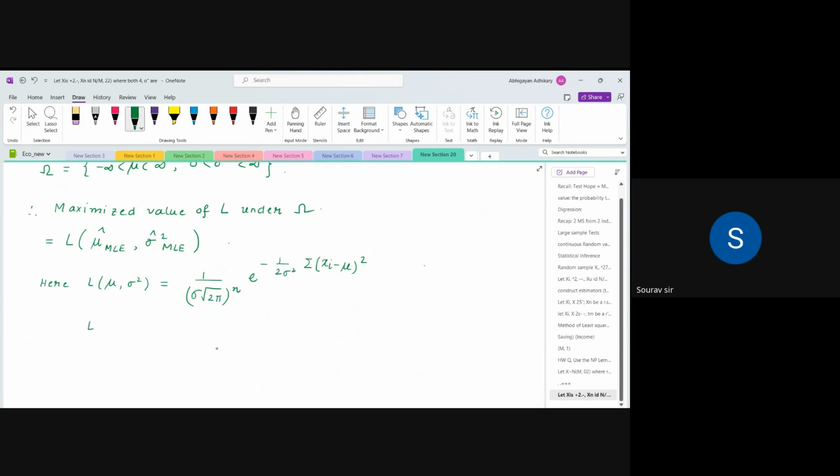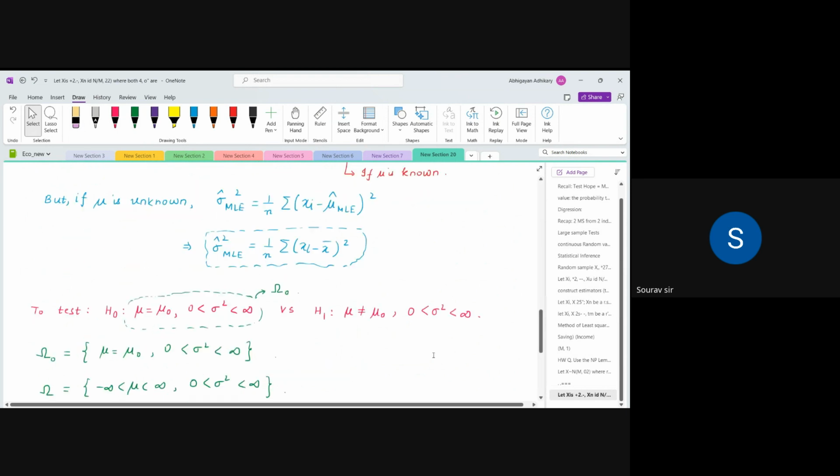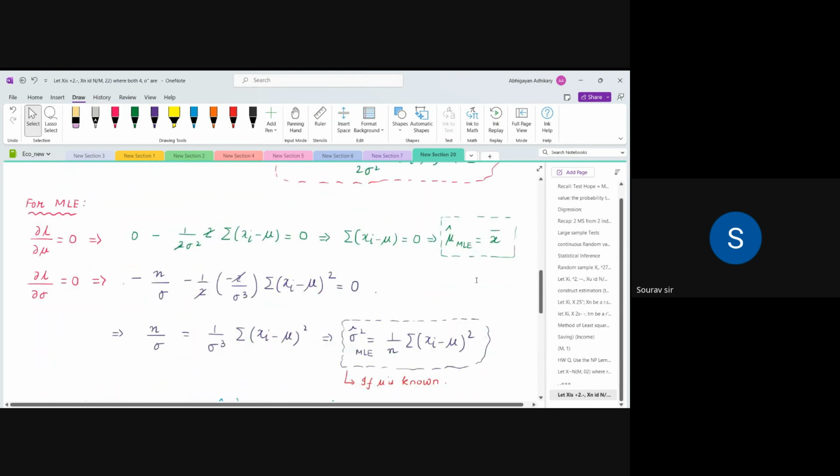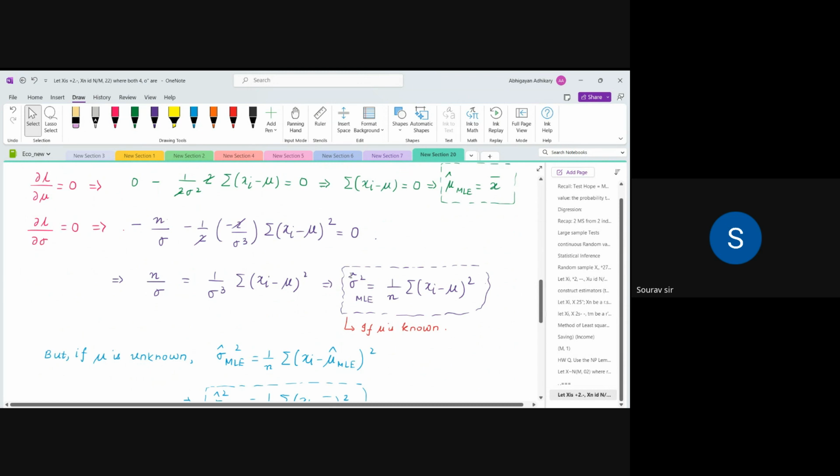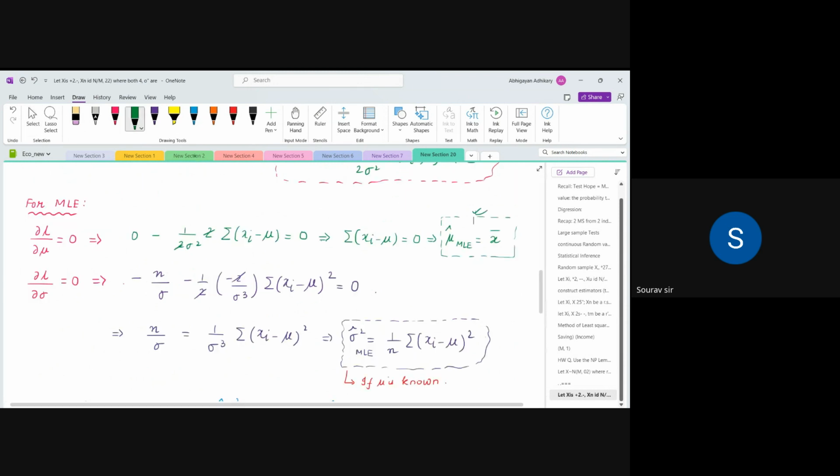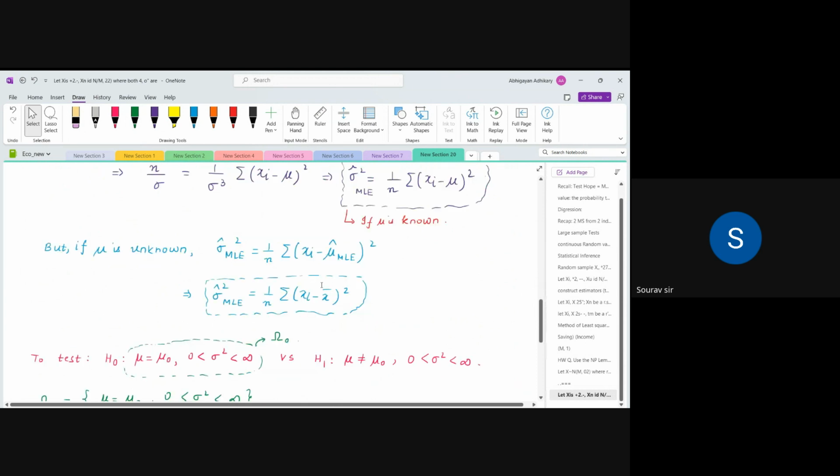So what will be the value of the likelihood function under mu hat MLE and sigma square hat MLE? Can anyone tell me? So you will replace these two expressions, the mu hat MLE and sigma square hat MLE. Correct? Agreed? So this is the expression for mu hat MLE. And in the general parameter space, since both mu and sigma are unknown, this is your sigma square hat MLE.